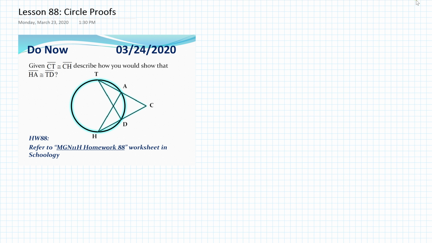Okay, so let's write this down. The first thing we know here is that segment CT is congruent to segment CH, which is our given. What else can we say here? Well, if you look at the diagram, we can say that angle T and angle H are congruent. Why are these two angles congruent? These two angles are inscribed angles of the circle shown, and they both intercept the same arc.